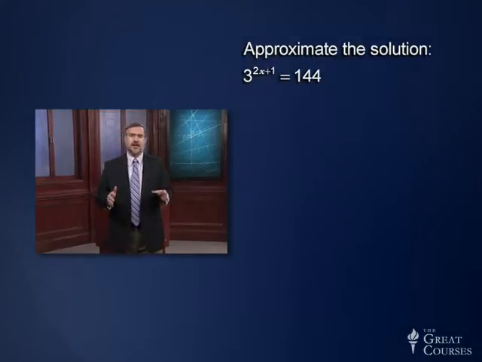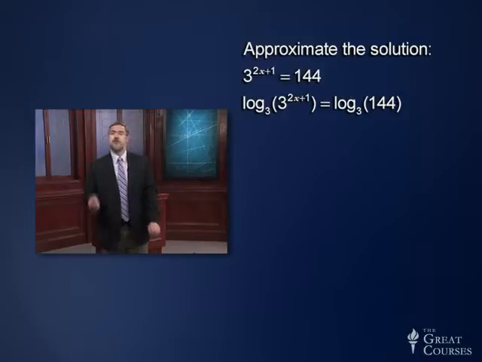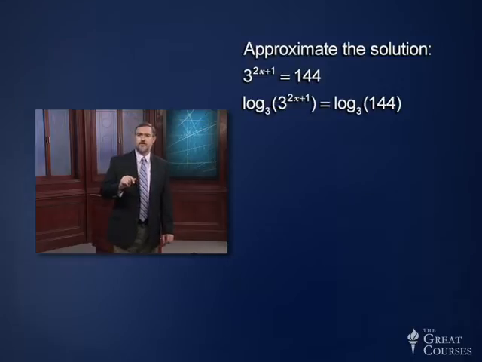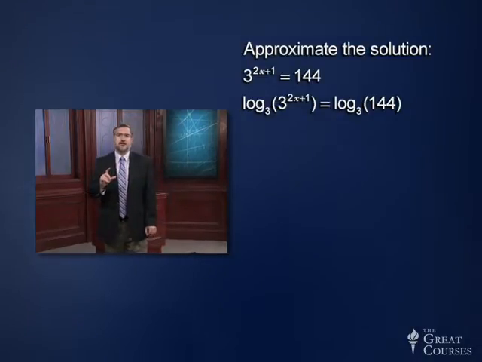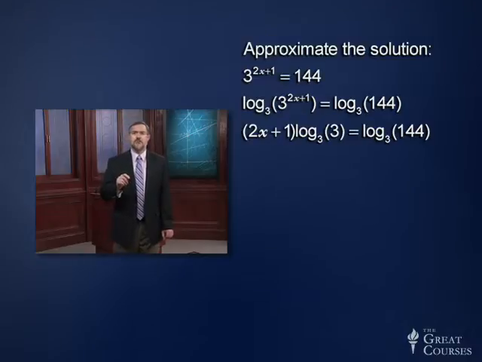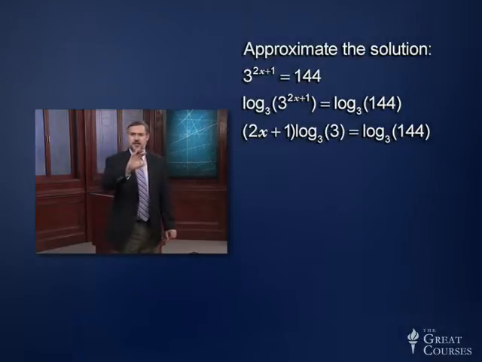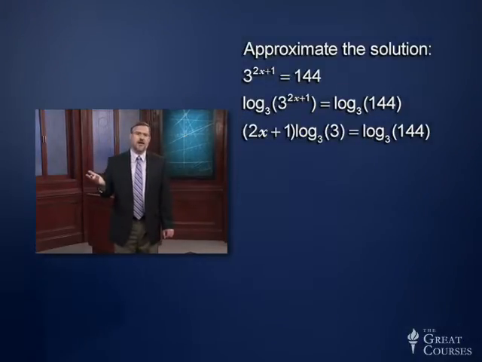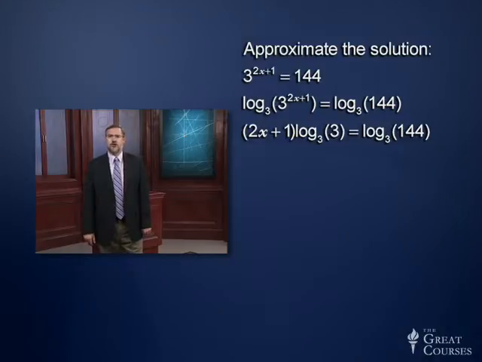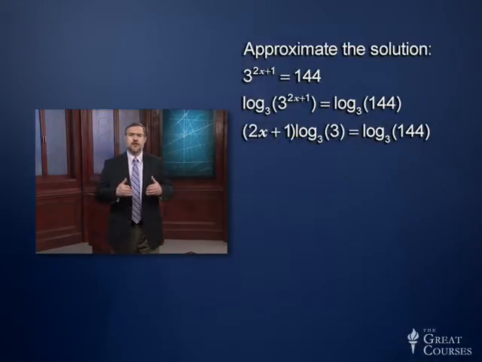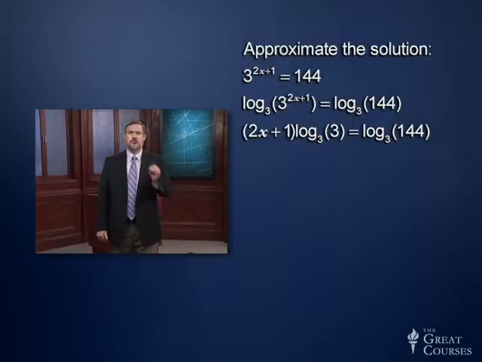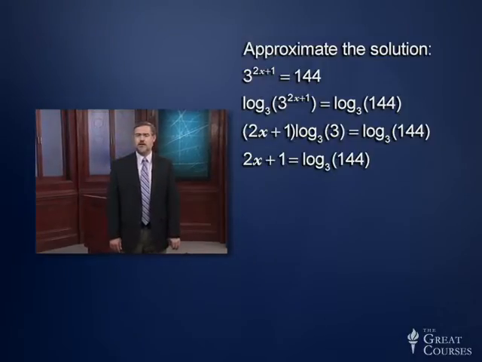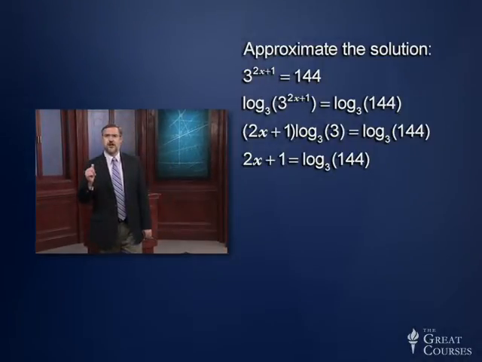So I'm going to then have log base 3 of 3 to the 2x plus 1 equals log base 3 of 144. Now, the left-hand side becomes 2x plus 1 times log base 3 of 3. That's again using the property of logarithms that allows exponents to come down in front. And the right-hand side is still just log base 3 of 144. The log base 3 of 3 is 1 because 3 to the 1 equals 3. So the left-hand side simplifies to 2x plus 1, and that's now equal to log base 3 of 144.